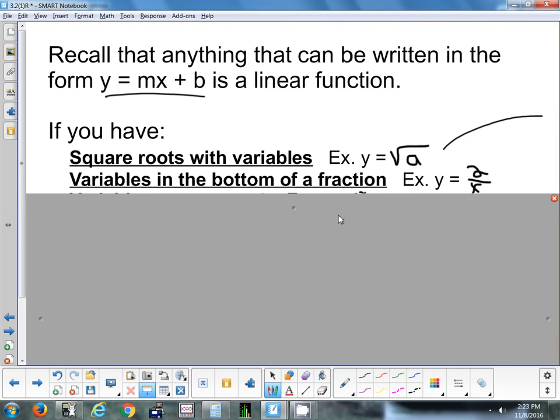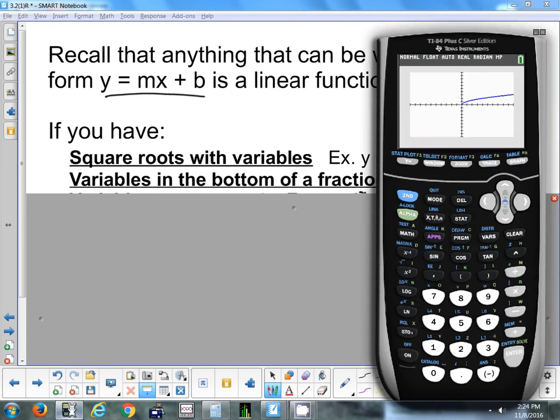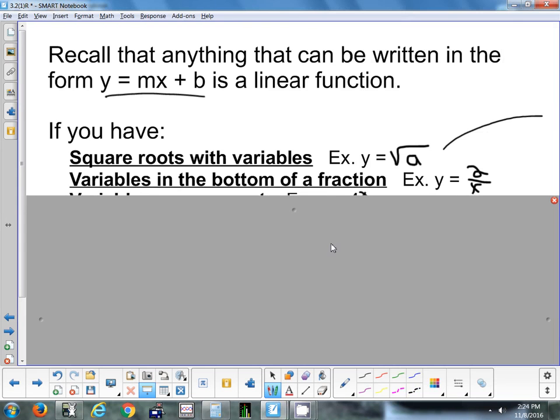Variables in the bottom of a fraction, like 2 divided by x. That's not a line. Let me show you what that looks like. 2 divided by x. Is that a line? No. Definitely not a line. It's pretty. Anytime you put a variable in the bottom of a fraction, it causes your picture to not be a line.